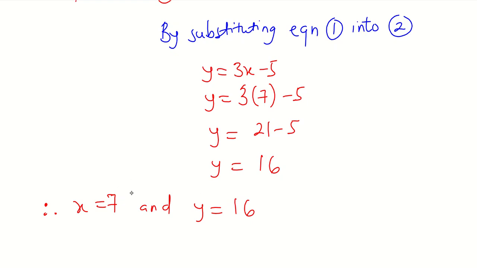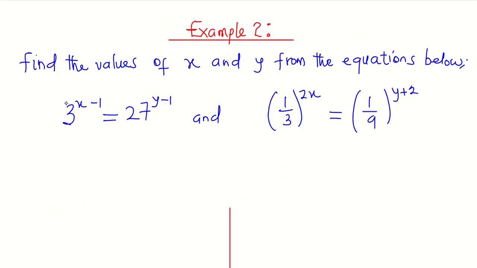Now let's move to the next question. We want to find the values of x and y from the equations below. The first equation is 3^(x-1) = 2^(y-1), and the second is (1/3)^(2x) = (1/9)^(y+2). So we have our solution.